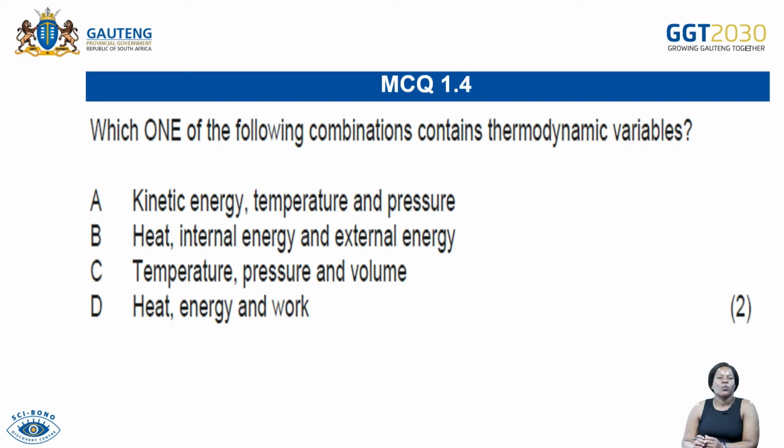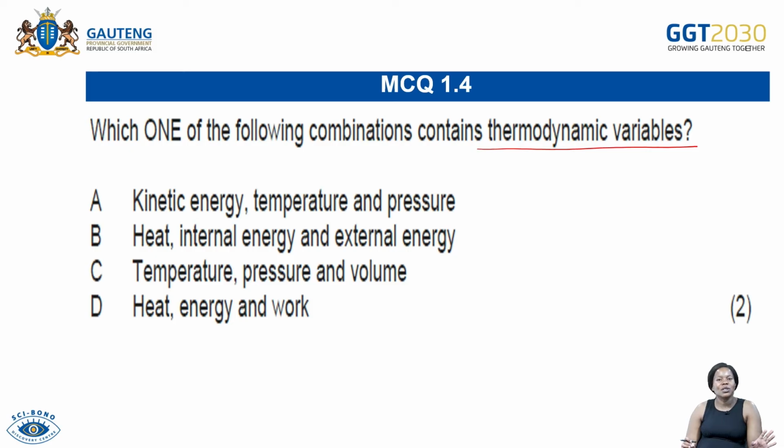Multiple choice question 1.4. It says, which one of the following combinations contains thermodynamic variables? Okay, which one of these 4 options has all the correct thermodynamic variables? So option A is kinetic energy, temperature, and pressure. The problem there is kinetic energy, because kinetic energy is not part of the thermodynamic variables. And then option B, heat, internal energy, and external energy, not so much.